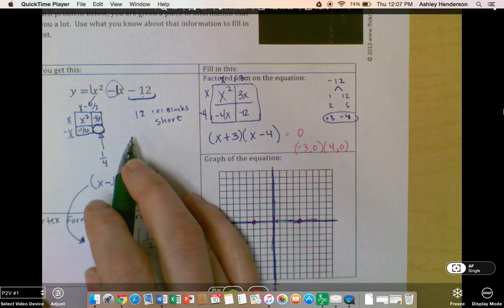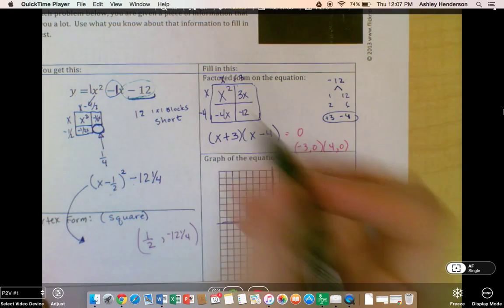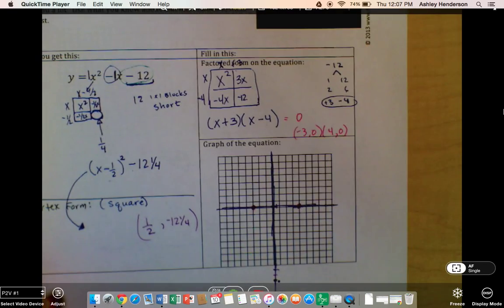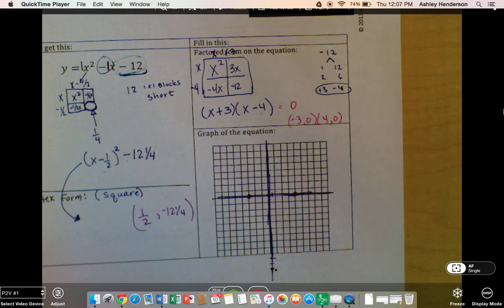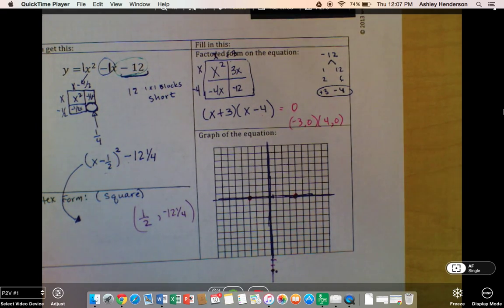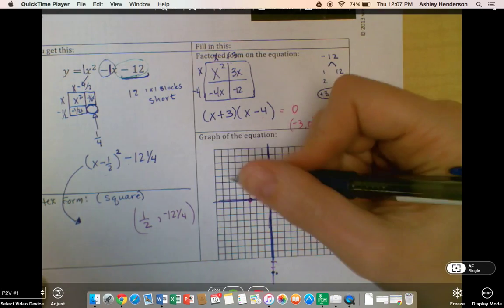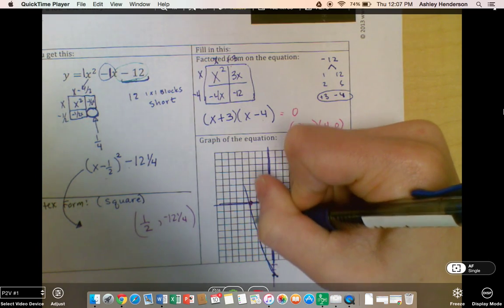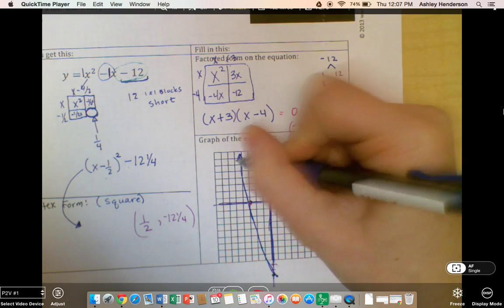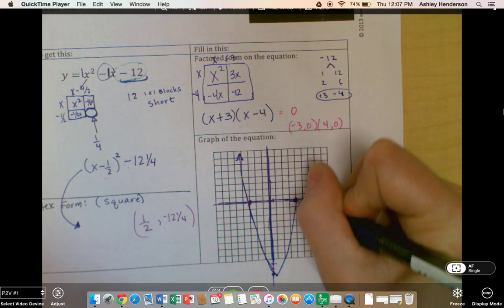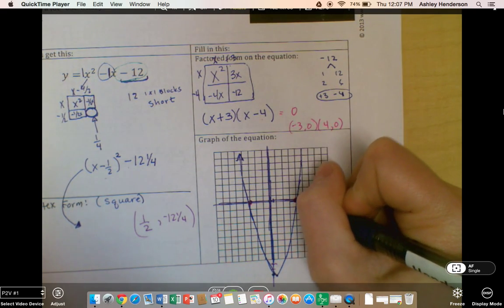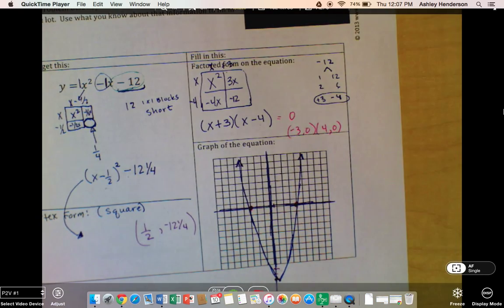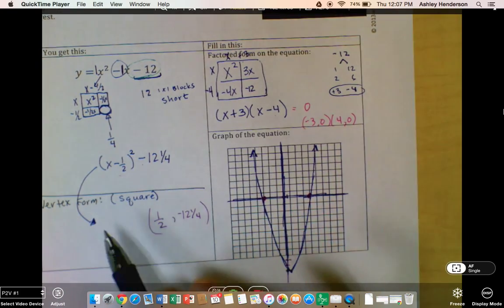And then standard form here is going to highlight our y-intercept, which is going to be at negative 12. So right here. And then I just take all that information, my 3, 4 points that I have here, and I'm going to graph through them. So from the roots to the y-intercept to the vertex, and then back up the other way. Okay. So there's one example going from the forms to the graph.